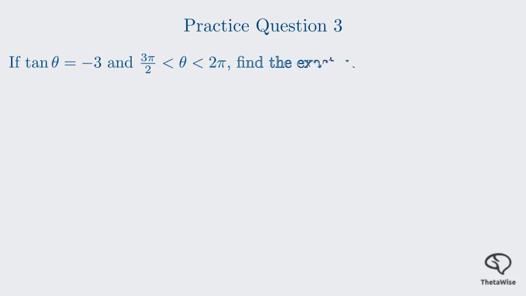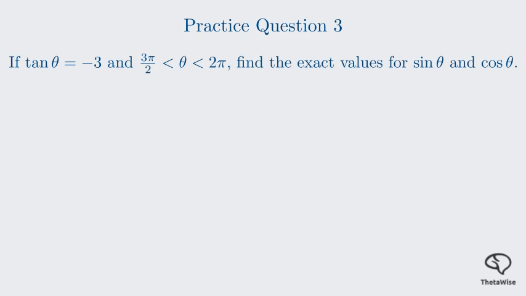Question 3 involves applying the Pythagorean identity. Find the exact values for sin θ and cos θ if tan θ equals -3 and 3π/2 is less than θ, which is less than 2π. This problem is a two-part process.